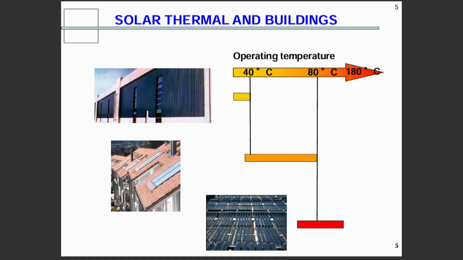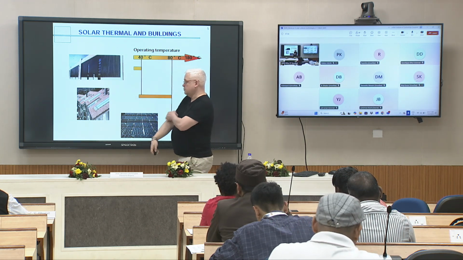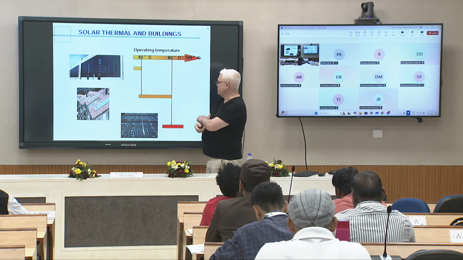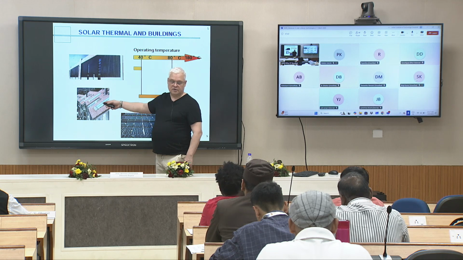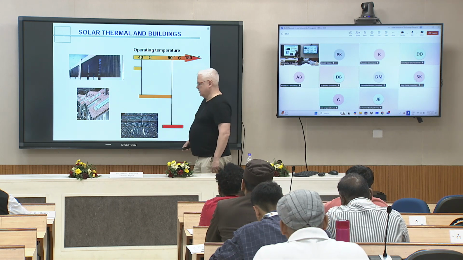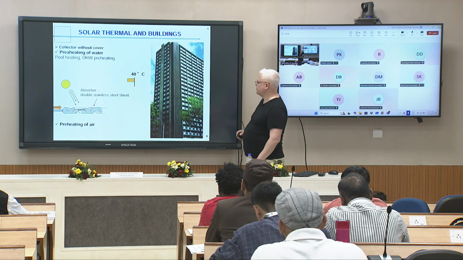So here you have some illustration. It is an unglazed PV collector. We have seen solar wall, or it could be plastic also here on the facade. Classical flat plate covered collector and evacuated tube for the application of building.